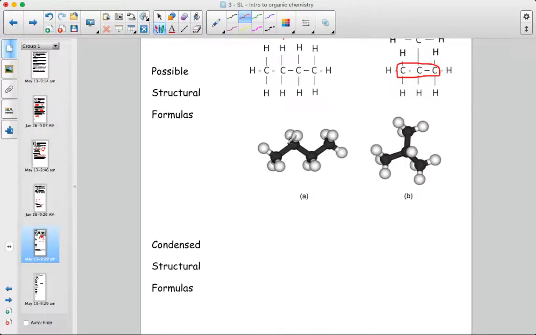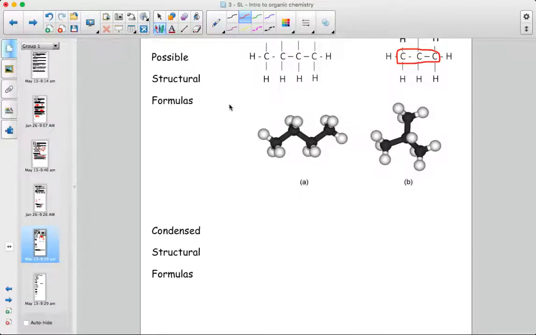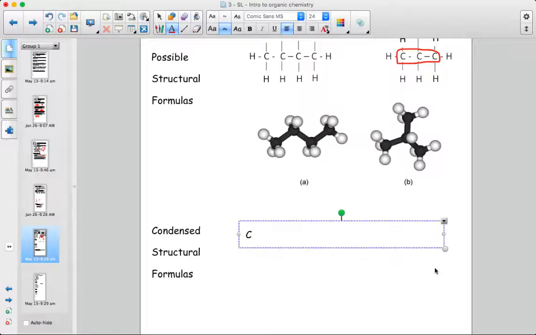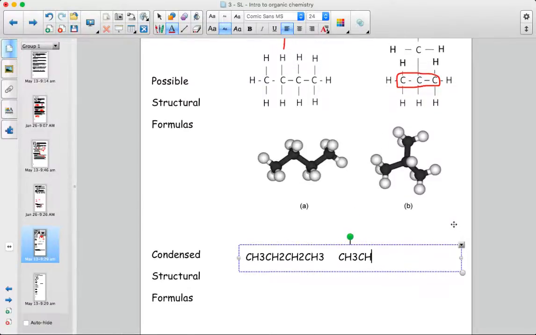There's another slightly more spatial representation that looks like our molymod models. The condensed structural formulas would be a little bit different from each other. So CH3, CH2, CH2, CH3. And the one on the right, we'd have something slightly different. So we'd have CH3, CH, right? If you look at that structure.